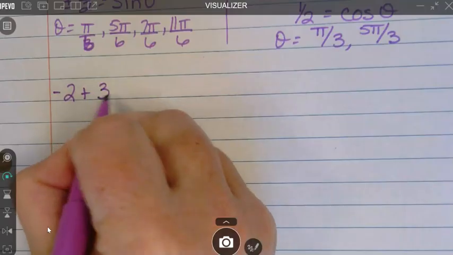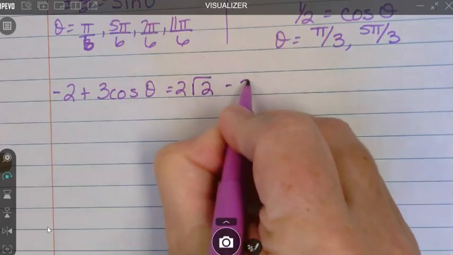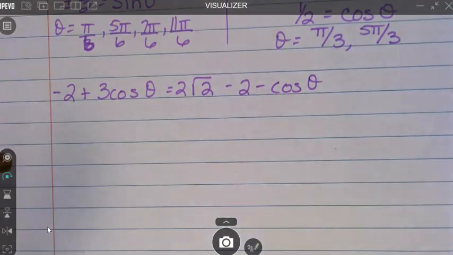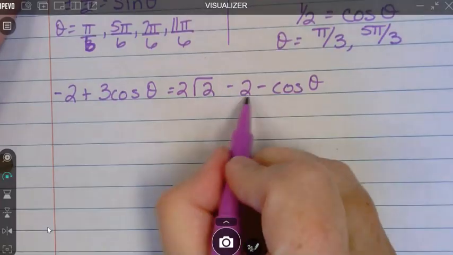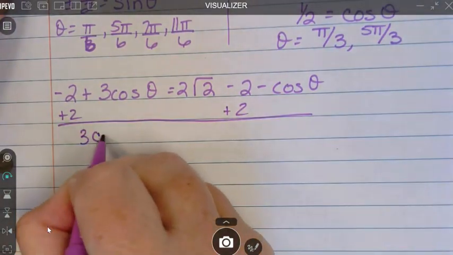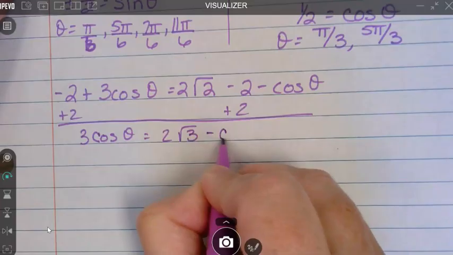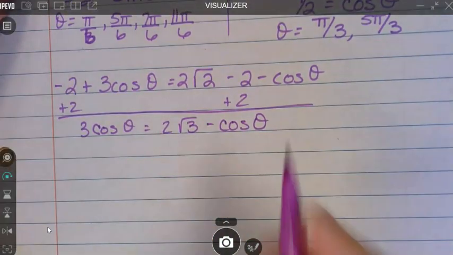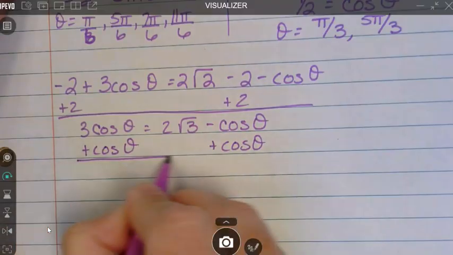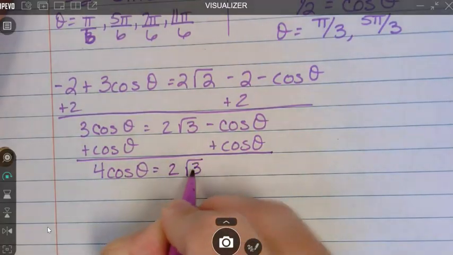Negative 2 plus 3 cosine theta is equal to 2 square root 2 minus 2. Ooh, we're having fun. Okay, we have a lot going on here. What I'm going to do is add this 2 and this 2 together, and those go away. Minus cosine. So what I'm going to do here is add cosine to both sides. And I get 4 cosine theta is equal to 2 square root 3.